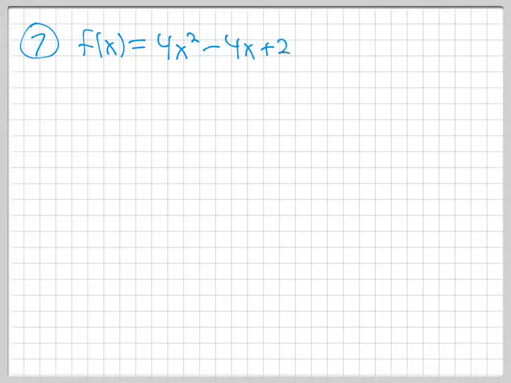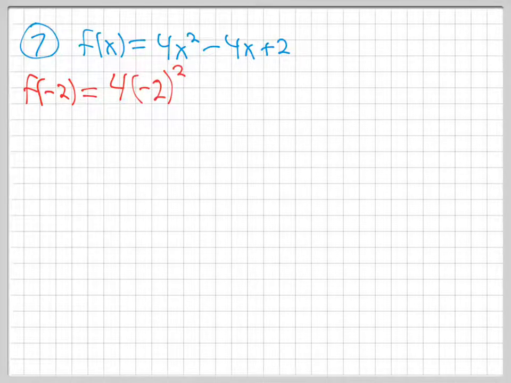So number 7. We're going to say f of x equals 4x squared minus 4x plus 2. And they want me to start first by finding f of negative 2. So remember, whatever they put in the parentheses, you plug in for x. It goes in those x slots, doesn't it? So it becomes 4 times negative 2 squared minus 4 times negative 2 plus 2. Does that make sense what I did there?